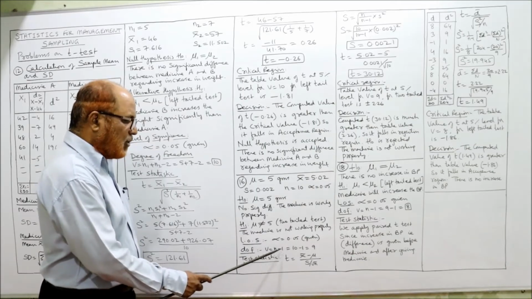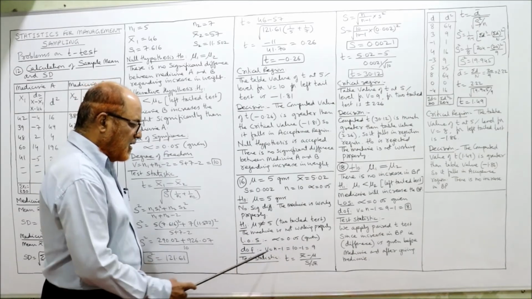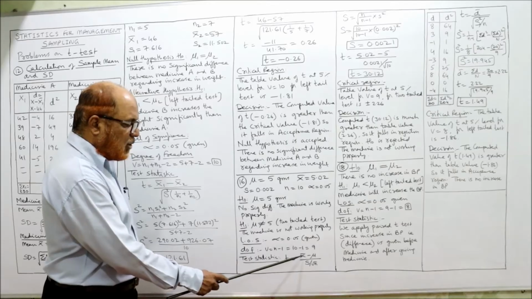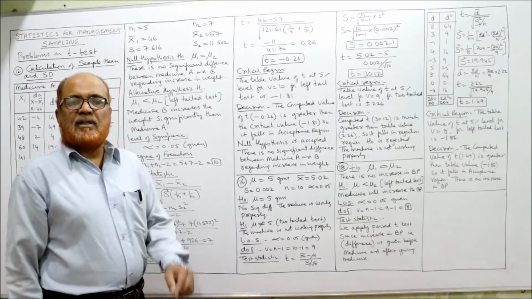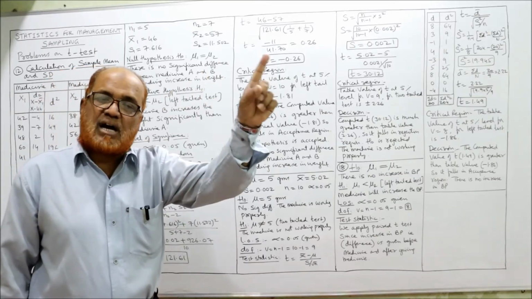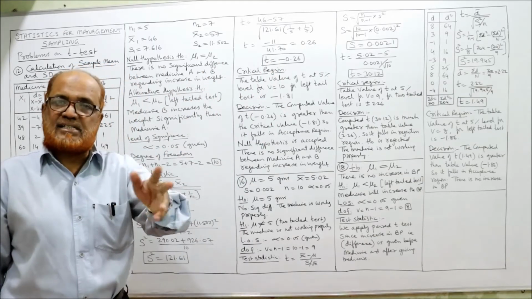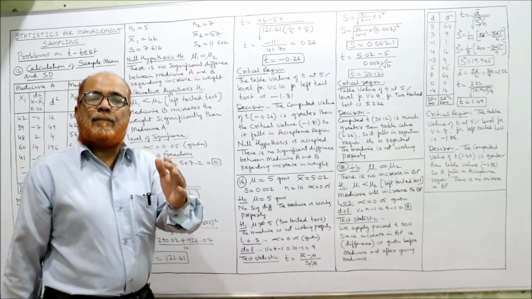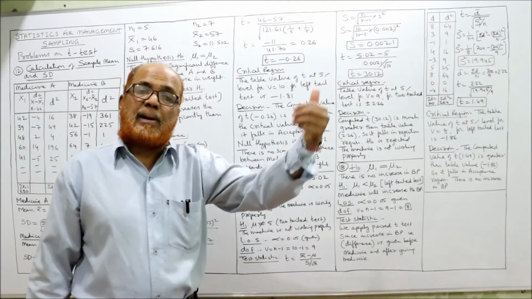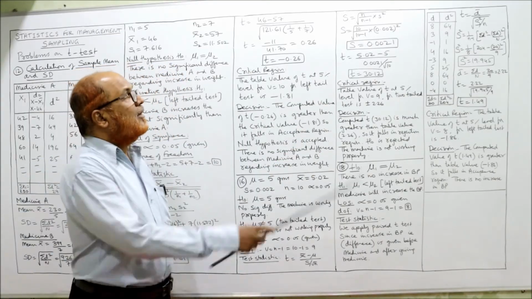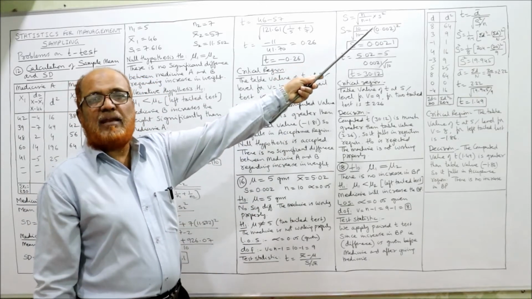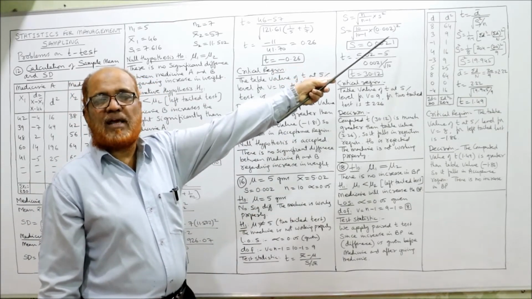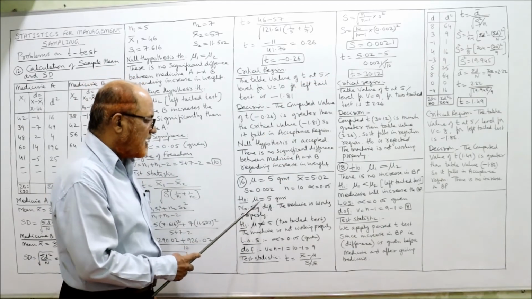Degree of freedom v is equal to n minus 1, 10 minus 1, 9. Test statistic t is equal to x bar minus mu divided by s by root n. This is the formula we applied in the starting problems also, the first and second problems. We are comparing the sample mean with the population mean. Now how to find out s? s square is n divided by n minus 1 into s1 square. Small s is the sample standard deviation.